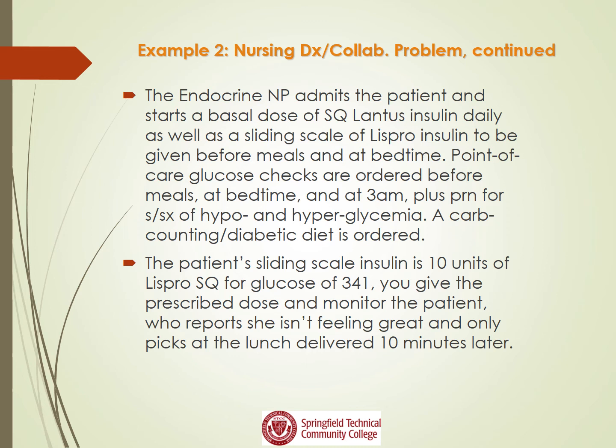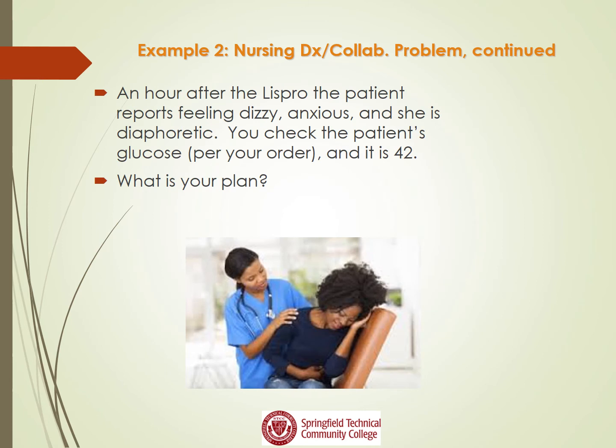The patient's sliding scale insulin is 10 units of Lispro for a glucose of 341. You give the prescribed dose and monitor the patient, who reports she isn't feeling great and only picks at the lunch delivered 10 minutes later. An hour after the Lispro, the patient reports feeling dizzy, anxious, and she's diaphoretic. You check the patient's glucose because you have a PRN order for any signs and symptoms of hypoglycemia, and it's 42. What's your plan as a nurse caring for the patient?